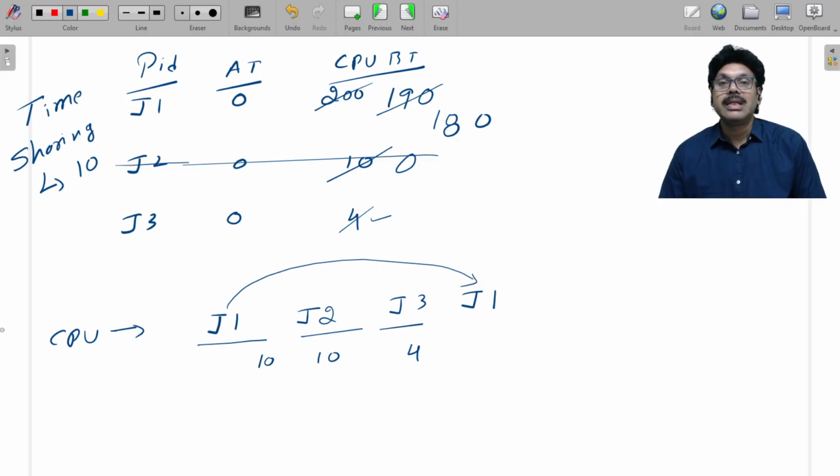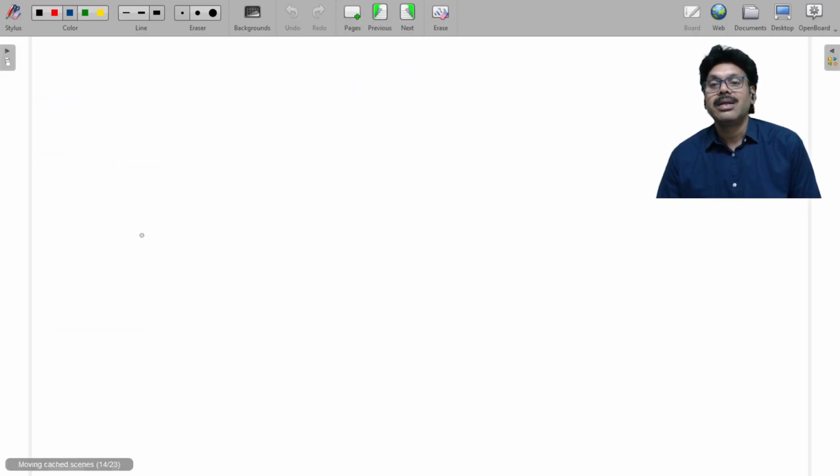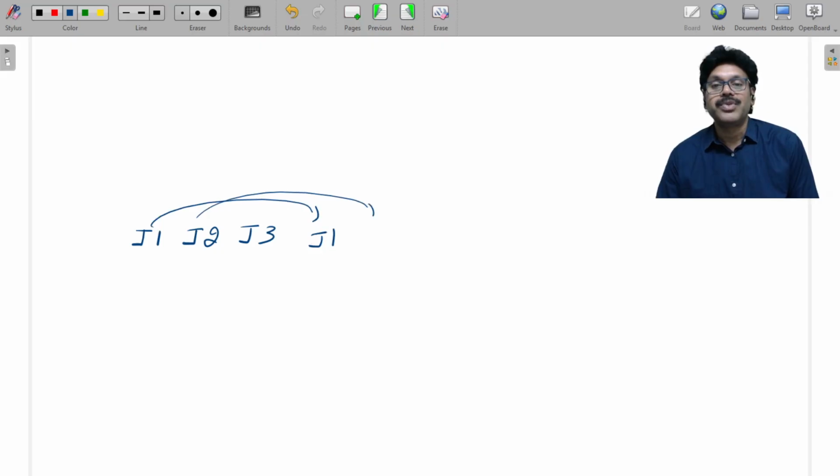So it is an illusion to all the processes that they are able to run parallelly. But realistically, it is not, because you are executing the processes in a time sharing manner. Sometimes the CPU has J1, sometimes J2, sometimes J3. Again, J1 will get a chance, again J2 will get a chance if they need it, again J3, again J1. This is the round robin concept.